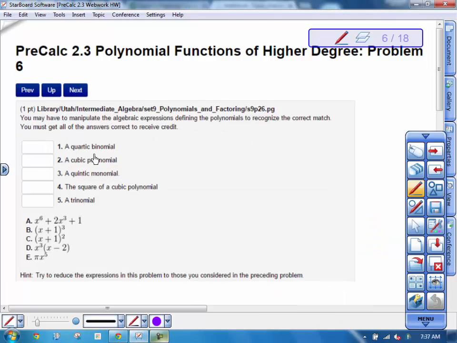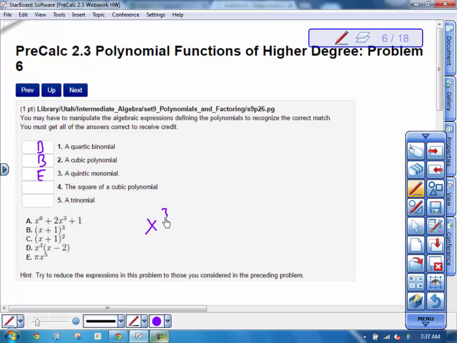All right, the next problem wants us to match these. So the first one asks for a quartic binomial, which is the 4th degree. That'd be d actually. If you boil this through, you'd get x to the 4th minus 2x cubed. So that'd be d. Next one is a cubic polynomial. B, if you FOILed it out, you'd end up getting x cubed. So that'd be b. A quintic, which is a 5th degree, is e.